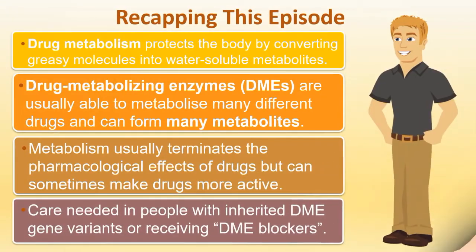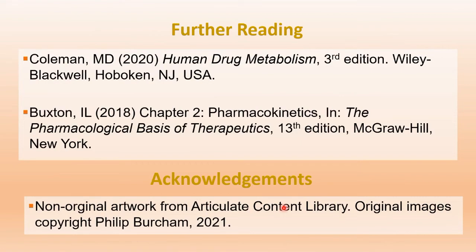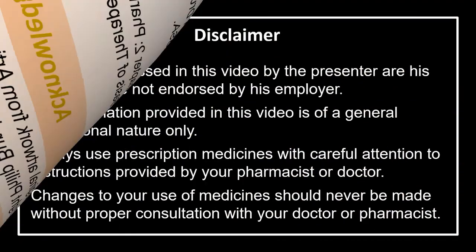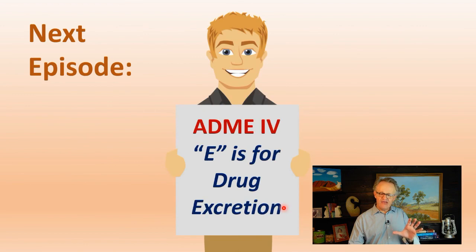Okay, I think that's pretty well all I have time for in this particular session. Thanks again for joining me. Hopefully you'll come back to see my next episode, which will wrap up our little consideration of pharmacokinetics, and we're going to look at E is for drug excretion, which is an alternative way that the body gets rid of some drugs by directly eliminating them, or excreting them rather, by the kidneys.